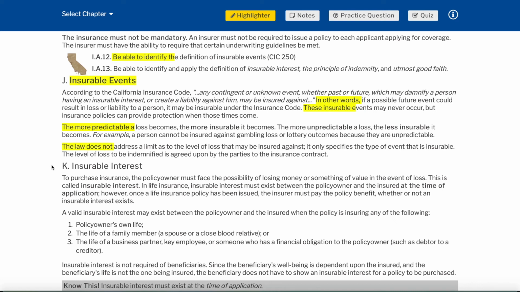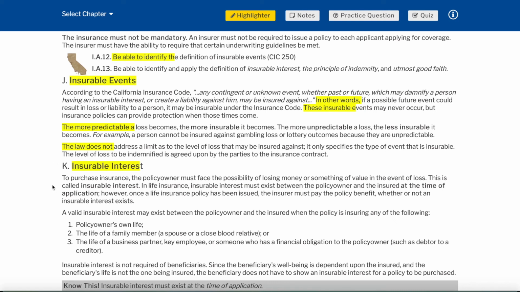The law does not address a limit as to the level of loss that may be insured against. It only specifies the type of event that is insurable. The level of loss to be indemnified is agreed upon by the parties to the insurance contract.